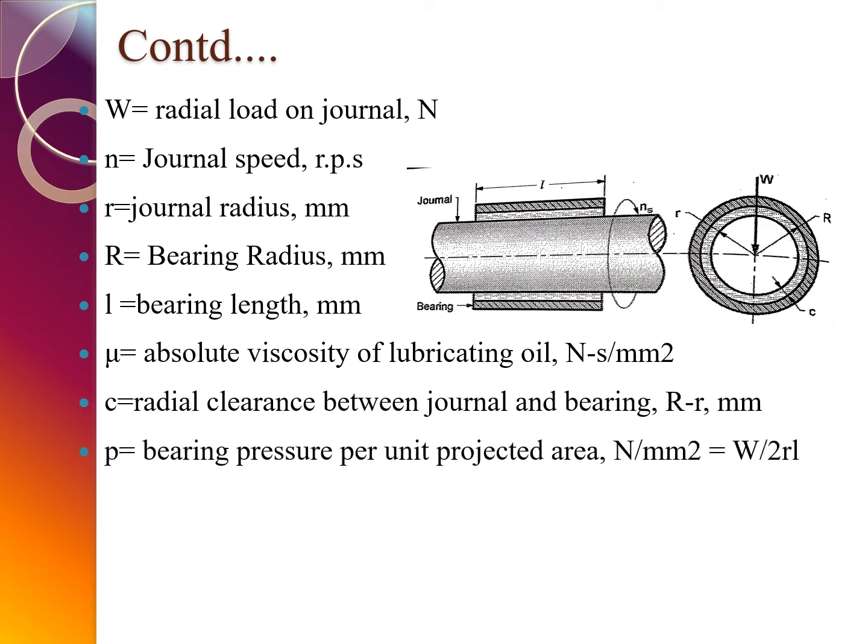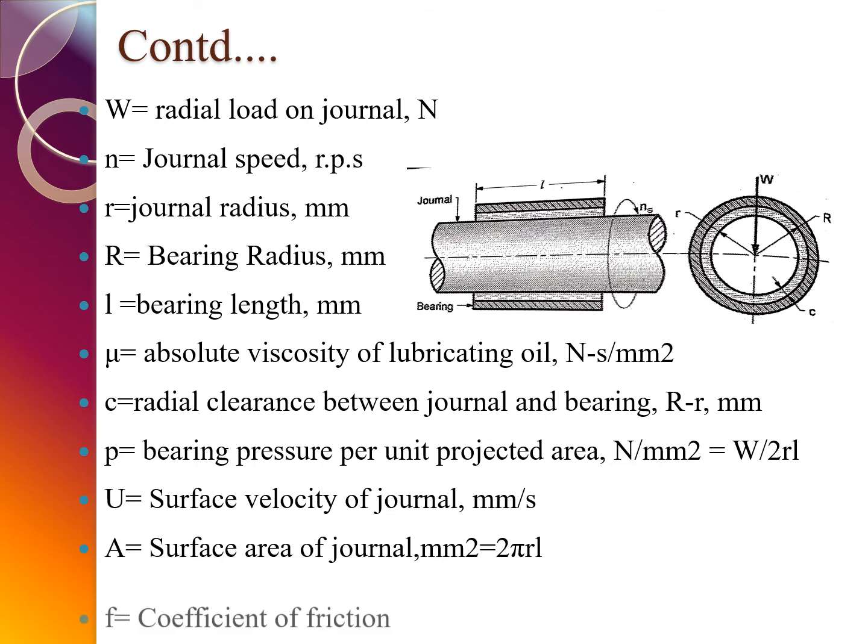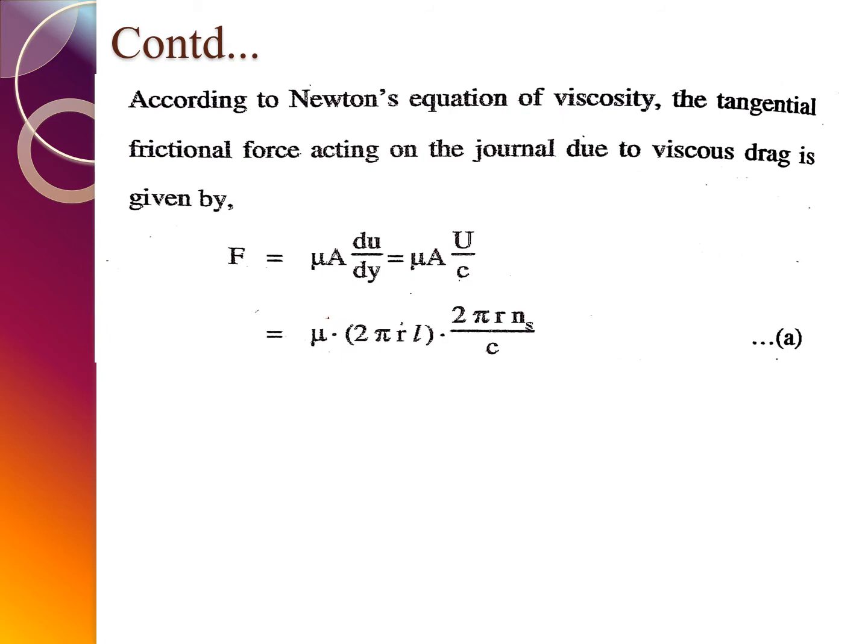P is the bearing pressure per unit projected area in Newton per mm square, and it is load upon area, W upon 2RL. Capital U is the surface velocity of journal in mm per second, and capital A is surface area of a journal in mm square. It is equal to 2 pi RL. Small f is the coefficient of friction. According to Newton's equation of viscosity, the tangential frictional force acting on a journal due to the viscous drag is given by capital F is equal to mu A into del U by del Y.